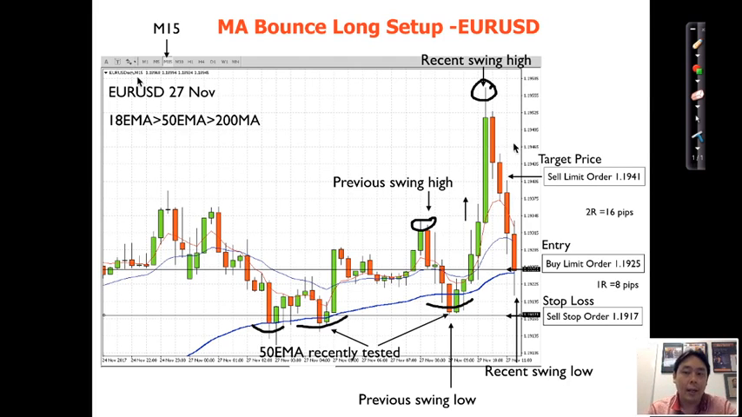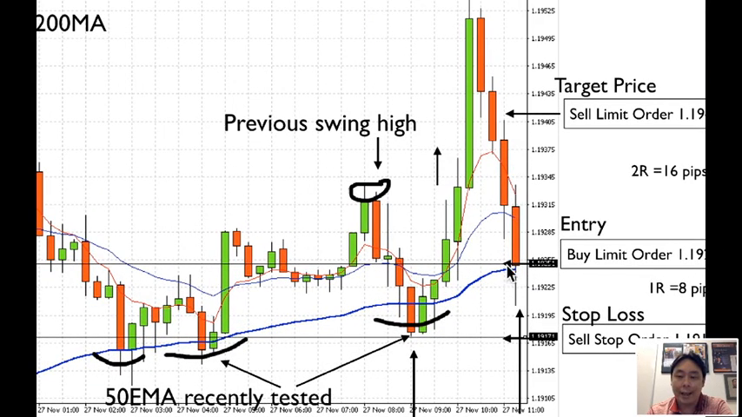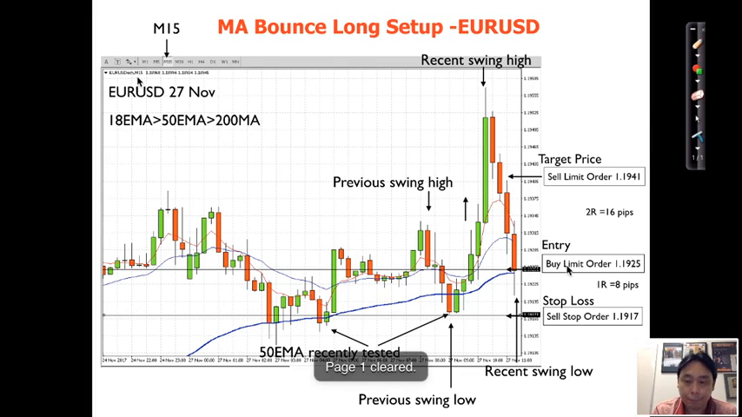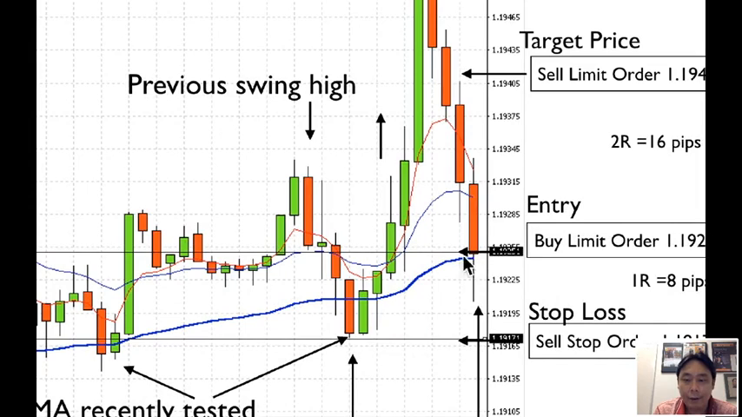So now what I'm looking at is the price coming down, coming down, coming down. Am I confident to buy at the 50 moving average, anticipating a bounce? Yes, I'm confident. Why? Because all the rules are met. The recent swing high is above the previous swing high. The recent swing low, which is my intended entry price right at the 50 EMA, is above the previous swing low. And the 50 EMA has been tested to be strong before. So the setup criteria are met, and I get ready to place a buy order right at that 50 EMA.